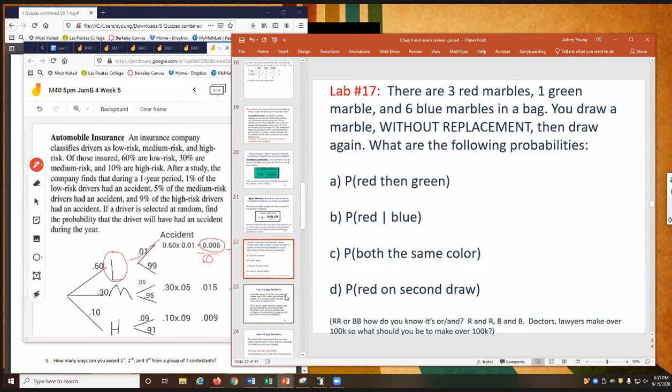All right, so what I want you guys to work on now is lab problem 17. There are 3 red marbles, 1 green, and 6 blue. Don't forget the green ones. Now there are 3 different colored marbles. You're drawing a marble and you are not replacing it. Replacement means you draw a marble and you put the same marble back. Without replacement means you draw it and you keep it.